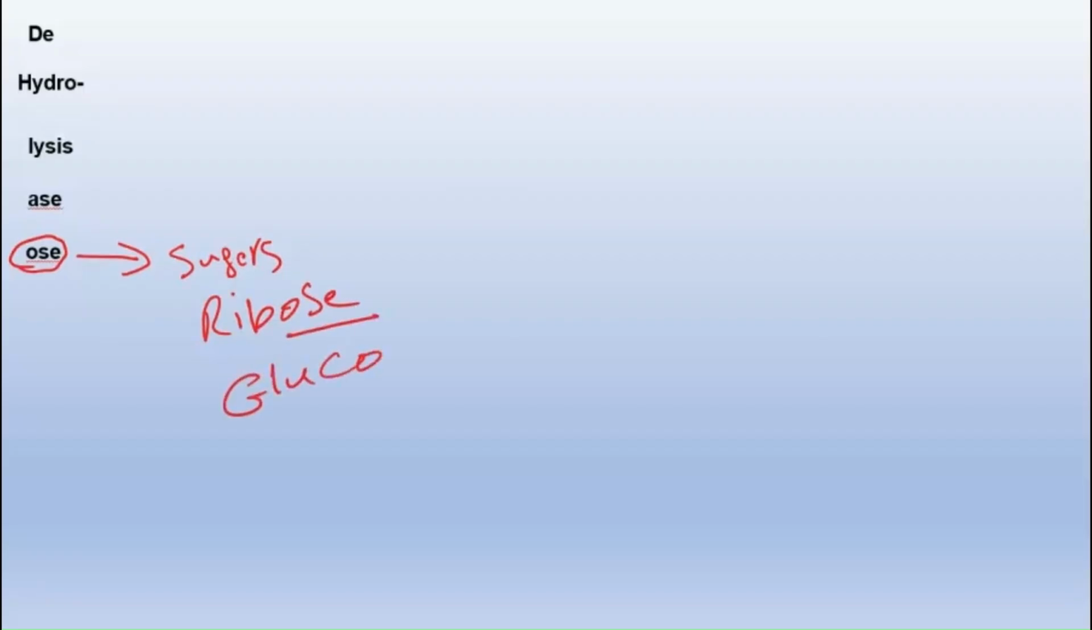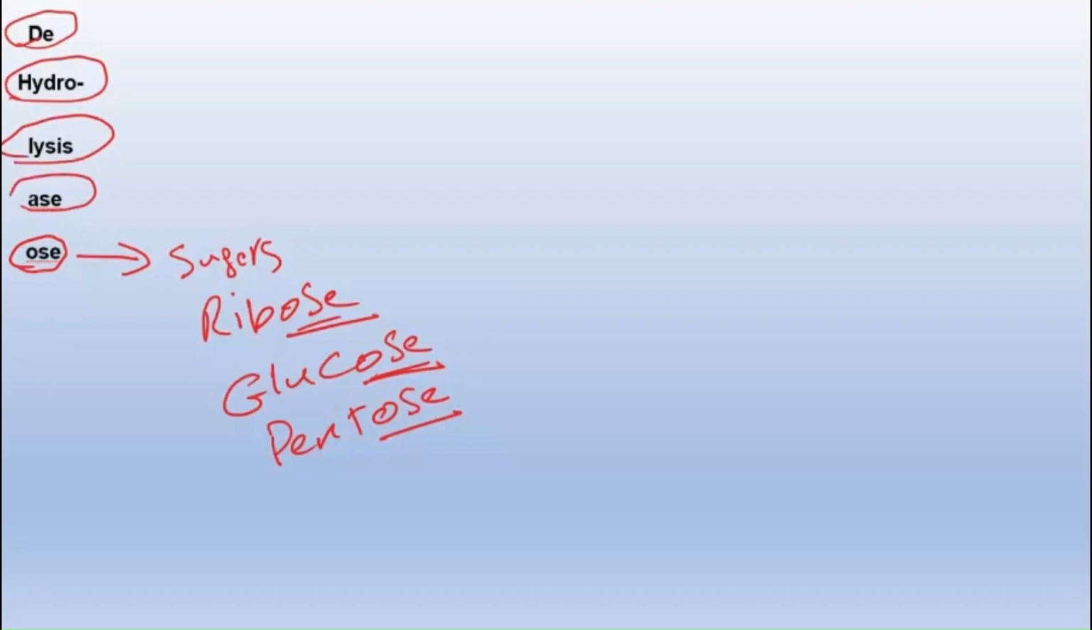And the last one is ose. When you see this, know that it's going to be related to sugars. So ribose, for instance, and again, this is a suffix. Glucose, deoxyribose, pentose. So with ose, you know directly that this is going to be a sugar. Let's recap really quickly. DE means to lack or without: depigmentation, dehydration, etc. Hydro means water. Lysis means to break. Ase is a suffix usually used for something related to an enzyme.